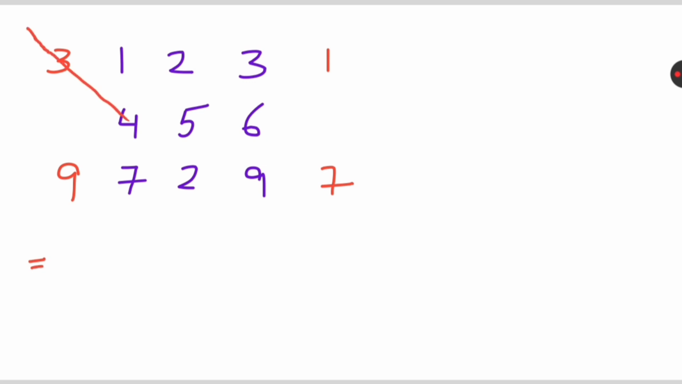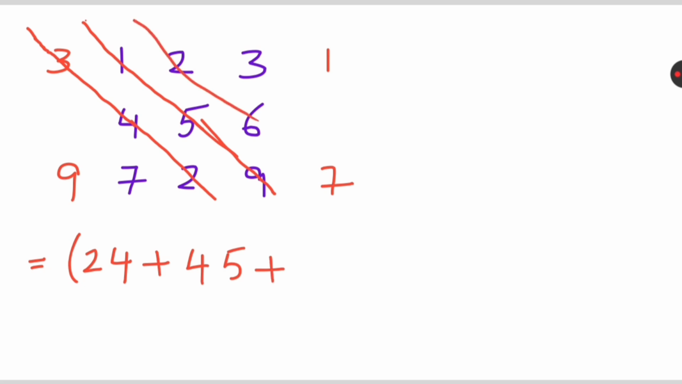So 3 times 4 is 12, 12 times 2 is 24, plus, again draw a diagonal line, 1 times 5 is 5, 5 times 9 is 45, plus 2 times 6 is 12, 12 times 7 is 84. Then minus, now you have to draw a diagonal line from right to left. So you have to start from here.